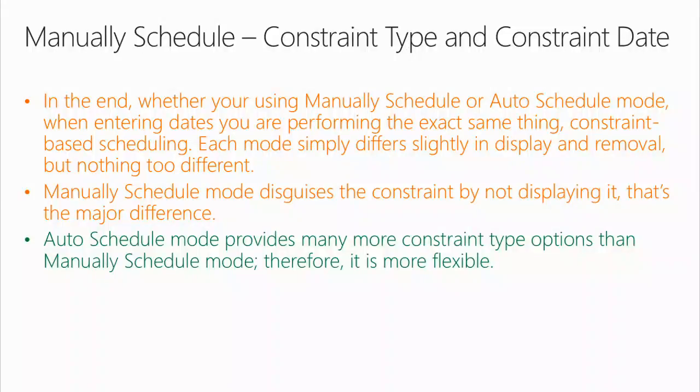Auto-schedule mode provides many more constraint-type options than manually scheduled mode. Therefore, it's more flexible. I'm of the mindset that if I have more options, there's more flexibility. If I have one option, that's not very flexible. Okay? But people have been led to believe over time, since the introduction of this mode of scheduling, that it is flexible. I would counter-argue that and say, no. When you get outside that stated intent, you're locking yourself in to fixed duration scheduling, and then you have to understand all the other things that will happen to you when you make changes.